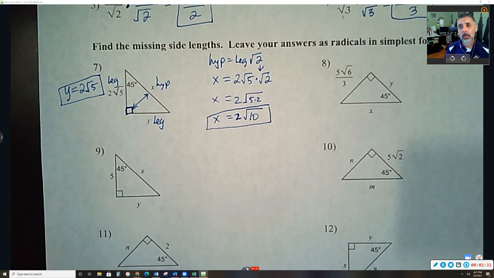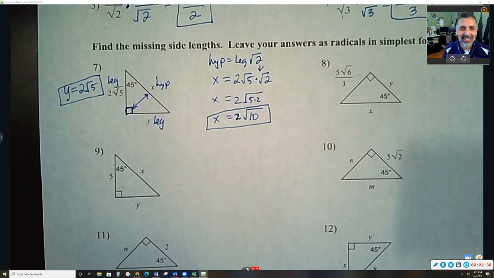Okay, I'm going to wait to do number 8 because it is a lot of work and I don't want to scare you guys right off the bat. So let's do number 9 and 10, and then I'll go back up to 8.